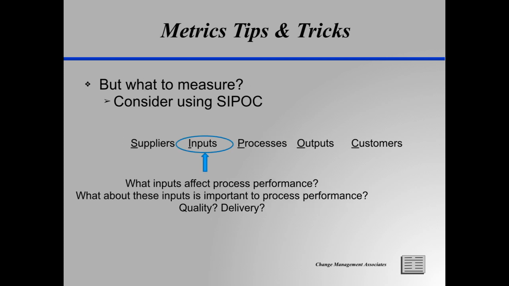Often people will tell us that the quality and timeliness of receipt of various process inputs is important to the performance of the process and its outputs. So let's look at those inputs. Ask, what input characteristics are important to the people performing the process? Metrics can be put in place to monitor these.